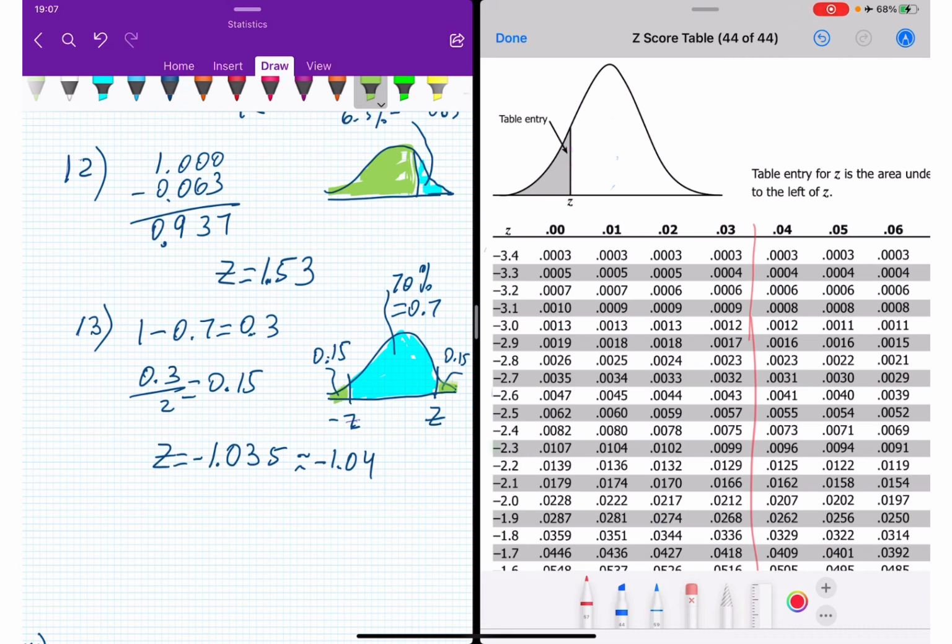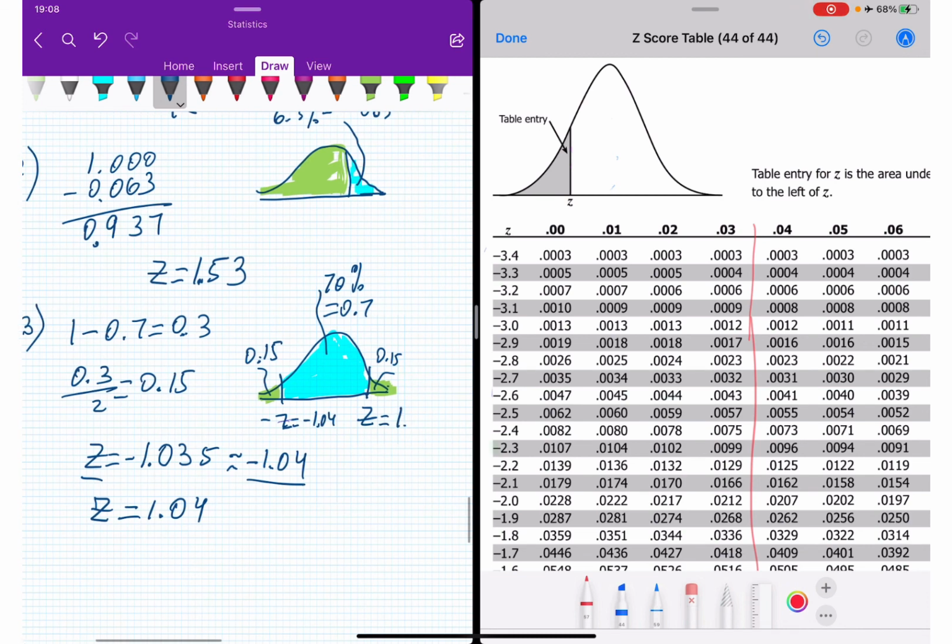Now, because these areas are equal, 0.15 this way and 0.15 this way, that means the z-score is also going to be the same. For that reason, if one z-score is negative 1.04, the other z-score is going to be positive 1.04, right? This is negative 1.04. This one is positive 1.04. All right.